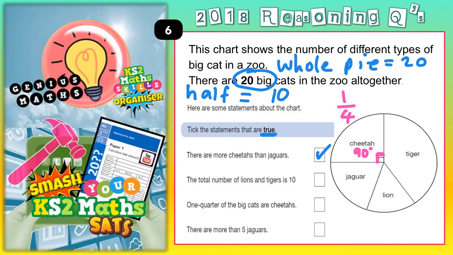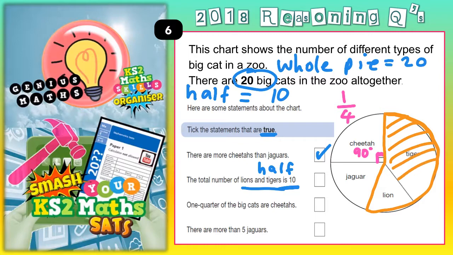So if they're saying that the total number of lions and tigers is 10, if the lions and tigers section amounted to half of the pie, then it would be 10. But as you can see, the lions and the tigers section takes up this amount here. And this basically is slightly more than half. So it is actually going to be slightly more than 10. So that is false, because it would be more than 10, or more than half, if you like.